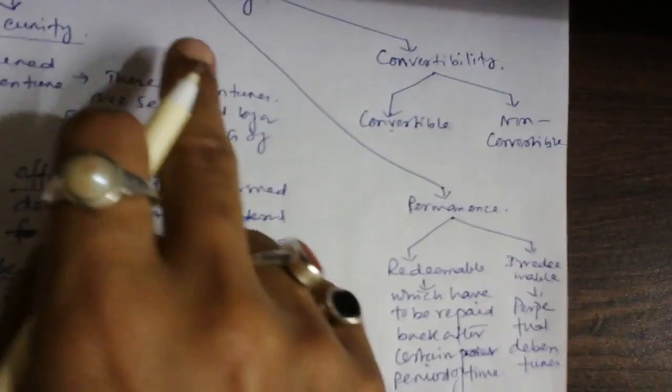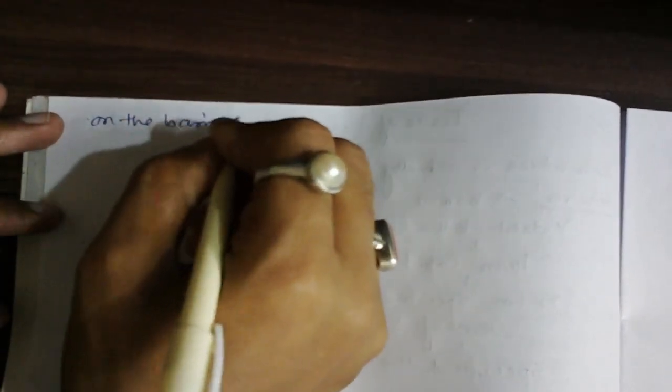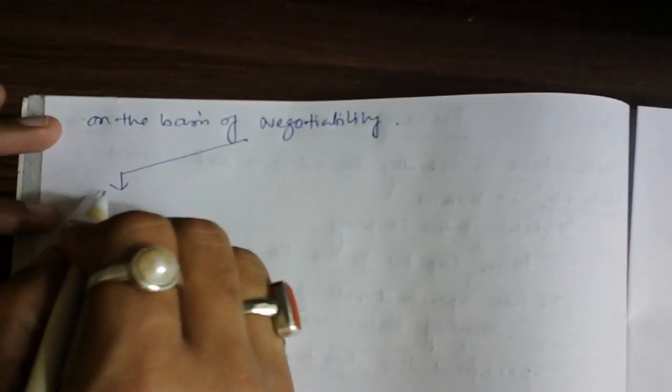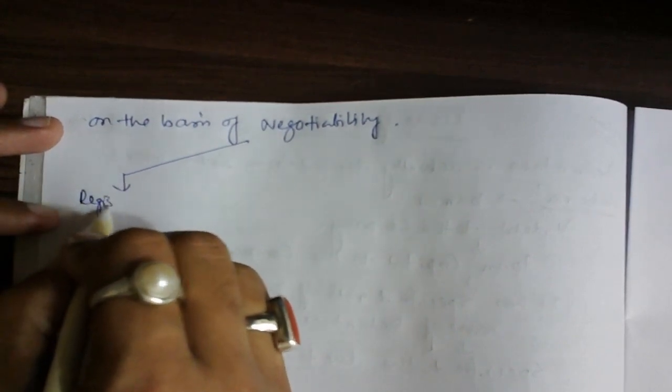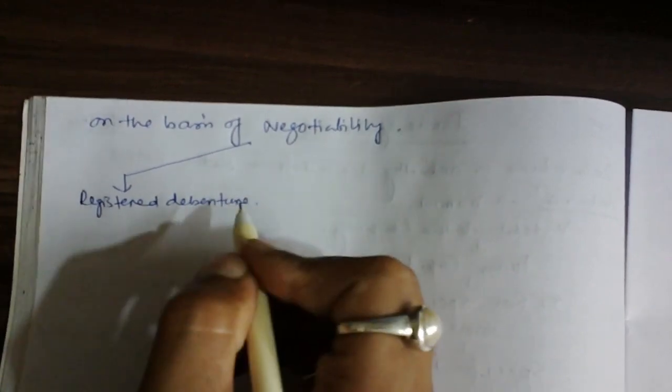That's the answer. So on the basis of security, we have secured and unsecured. On the basis of convertibility, convertible and non-convertible, and on the basis of permanence, redeemable and irredeemable. Now next, on the basis of negotiability, we have registered debenture.